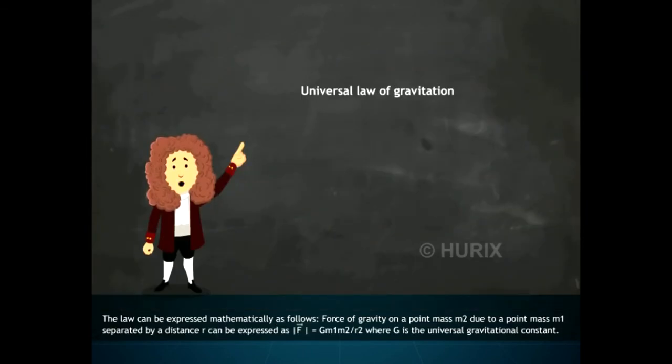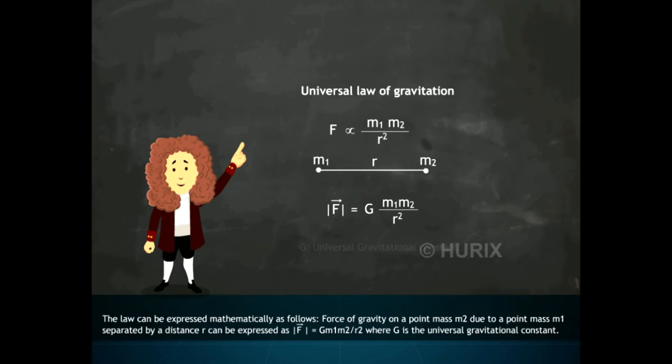The law can be expressed mathematically as follows. The force of gravity on a point mass m2 due to a point mass m1 separated by a distance r can be expressed as force F equals G into m1 m2 upon r squared, where G is the universal gravitational constant.